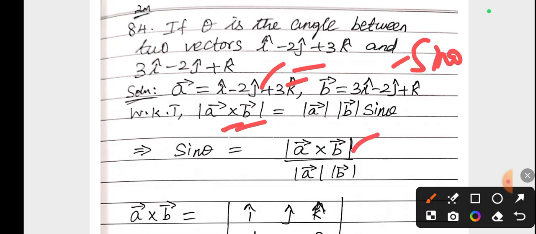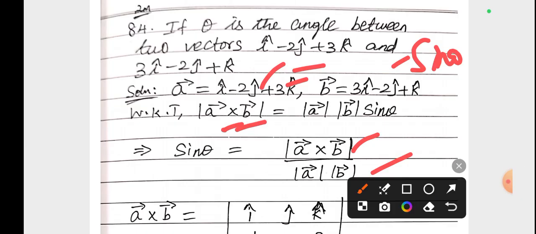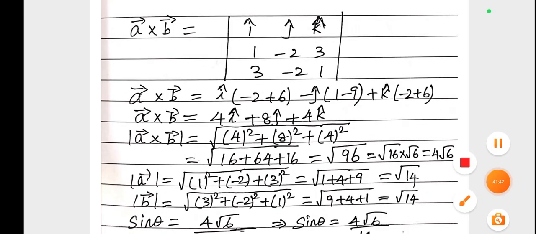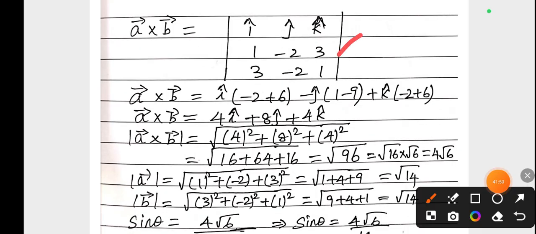So the sine theta formula: magnitude of A cross B equals magnitude of A vector times magnitude of B vector times sine theta. We have already done this type of sum, so we can just go through it. A cross B, if you do it properly, you will get 4i cap plus 8j cap plus 4k cap. If you have any doubt when doing this, you can ask me. For that magnitude, you are getting root 96.